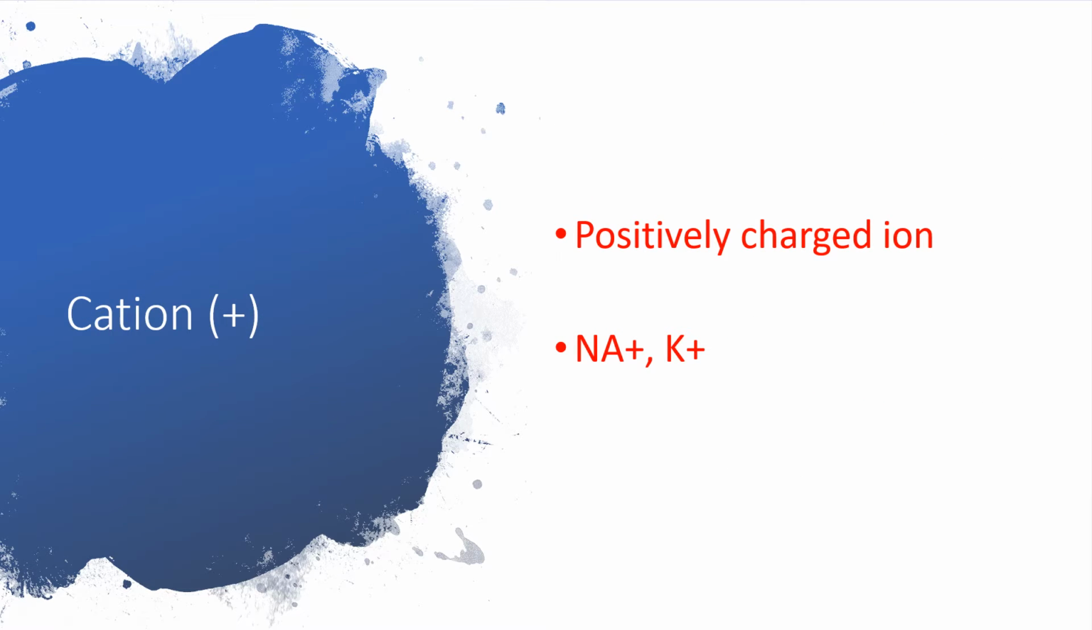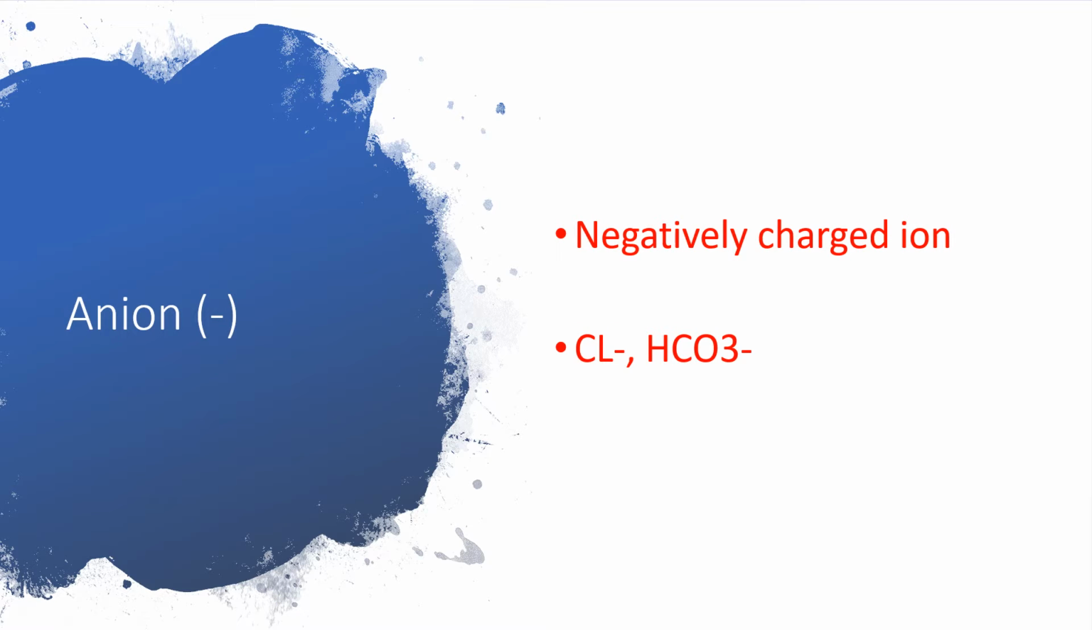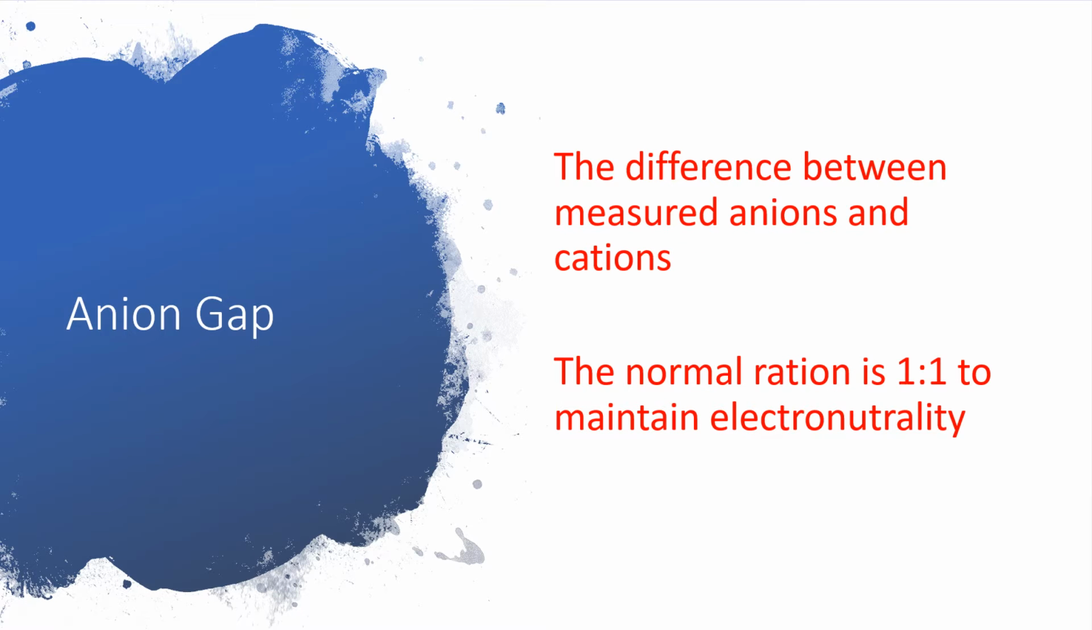So if you remember back from school, a cation is anything with a plus sign behind it. So if you draw chemistry and you see a positive sign behind it, it is a cation, and it is basically nothing more than a positively charged ion. In contrast, an anion has got a negative charge to it. So same thing goes, anything that's got a negative sign behind it is a negatively charged ion. So the anion gap is the difference between the measured anions and cations, and the normal ratio is 1:1 to maintain electroneutrality, meaning for each negatively charged one, there should be a positively charged one somewhere in the body to equal each other out.